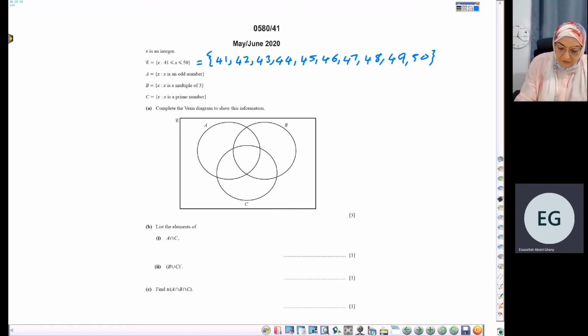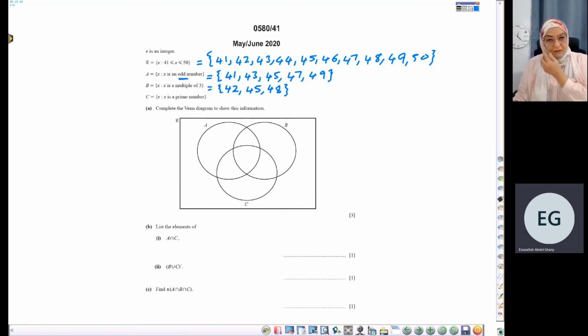Now the set A, X such that X is an odd number. So the odd numbers from the universal set are 41, 43, 45, 47, and 49, then close the curly brackets. This is set A. Set B, X such that X is a multiple of 3. Multiples of 3 from the universal set start with 42. Add 3, 45. Add 3, 48. Stop. That's all. These are the multiples of 3.